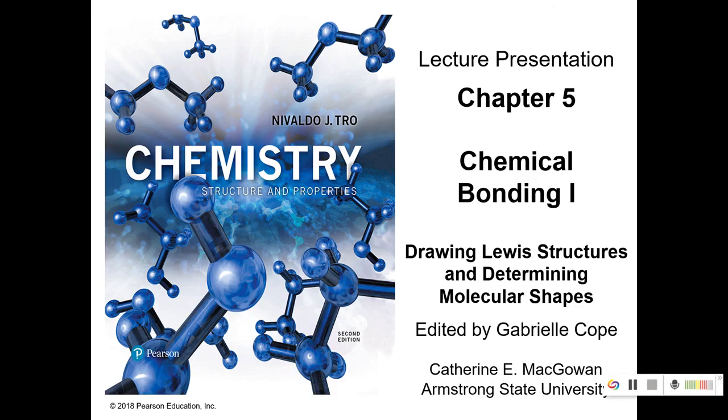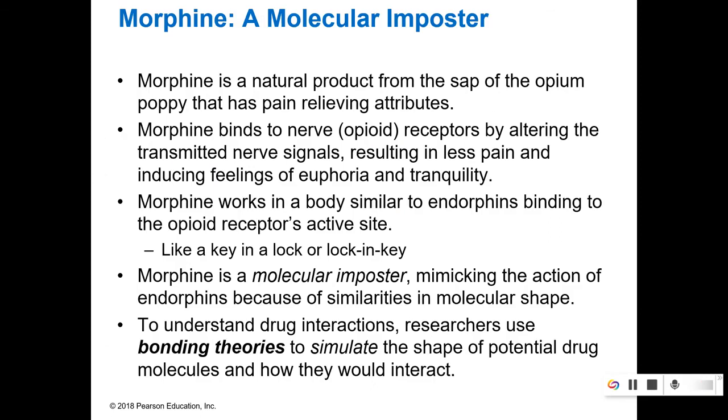Guys! Today we're starting chapter 5. We're going to start today with drawing Lewis structures. Remember, we started drawing them for elements, and now we're going to draw them for compounds. Mostly we draw them for covalent or molecular shapes. Occasionally we'll do those ionic ones, which you saw in chapter 4.